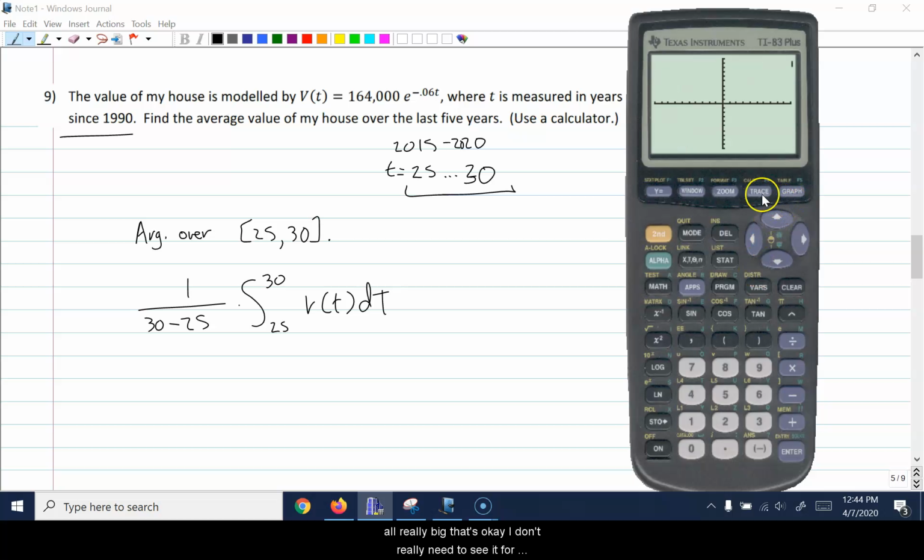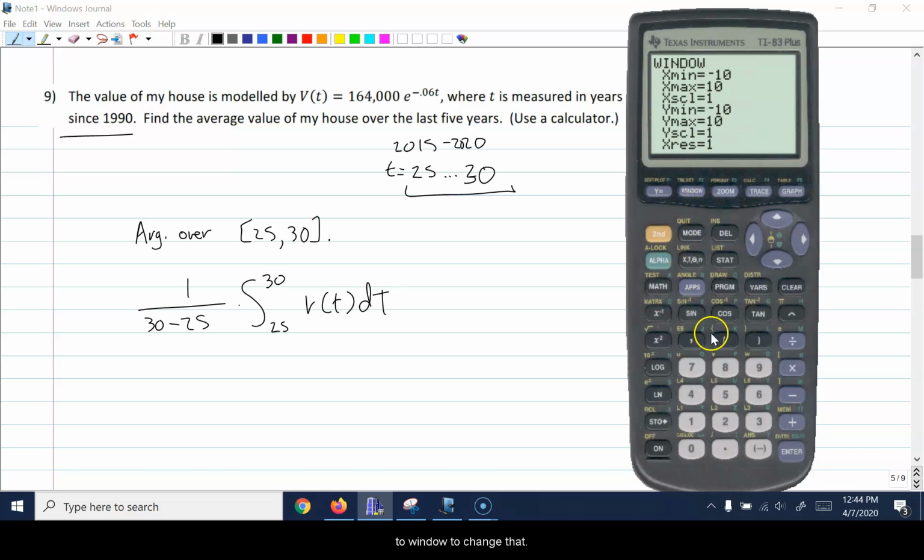I hit graph. I don't see the function at all because it's all really big. That's okay, I don't really need to see it for the thing to work. The thing I do need to do, I'm about to get an error, because when I tell it to integrate from 25 to 30, it's going to say I can't do that because I didn't graph the function out to 25 and 30. The function being above the box doesn't matter, but my left-right window does matter. I only graphed it from negative 10 to 10, that doesn't include 25 to 30.